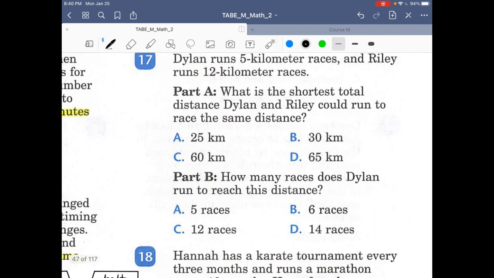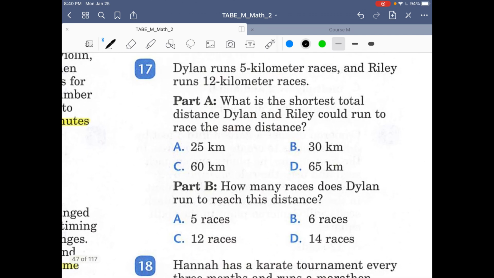Number 17. Dylan runs 5-kilometer races and Riley runs 12-kilometer races. What is the shortest total distance Dylan and Riley could run to run the same distance?